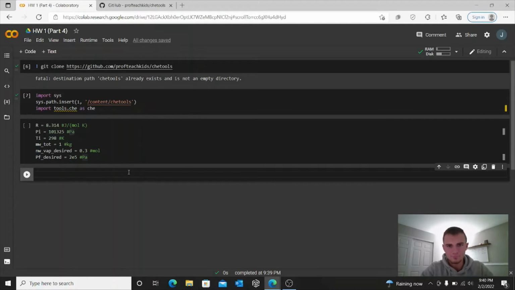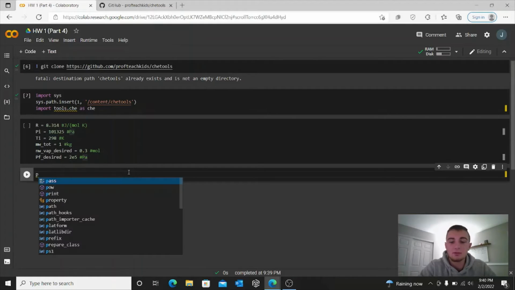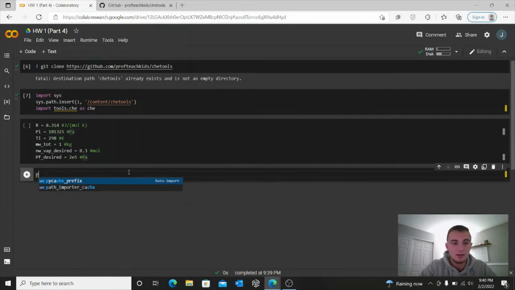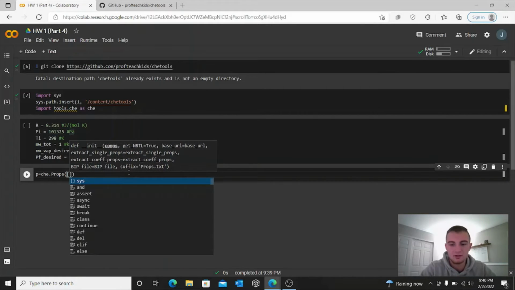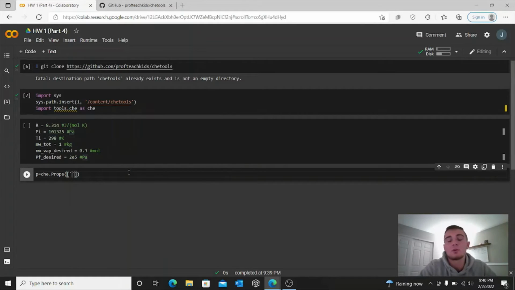But now I'm going to take a look at this pre-written code that we have. So we need to be able to access this code under a variable name. I'll call that variable name P for props. And if I do P equals che.props, this will want us to enter an object, or in this case, the substance that we want to download the data from the pre-written code. So in this case, the substance that we're working with here is water. So I'll go ahead and enter that in.